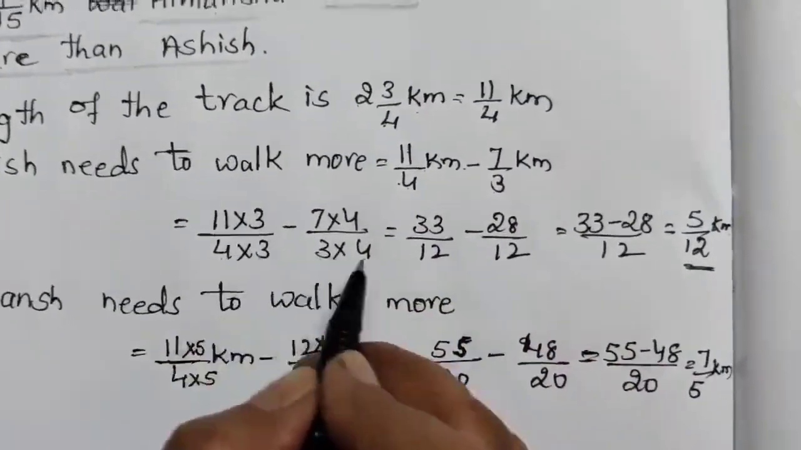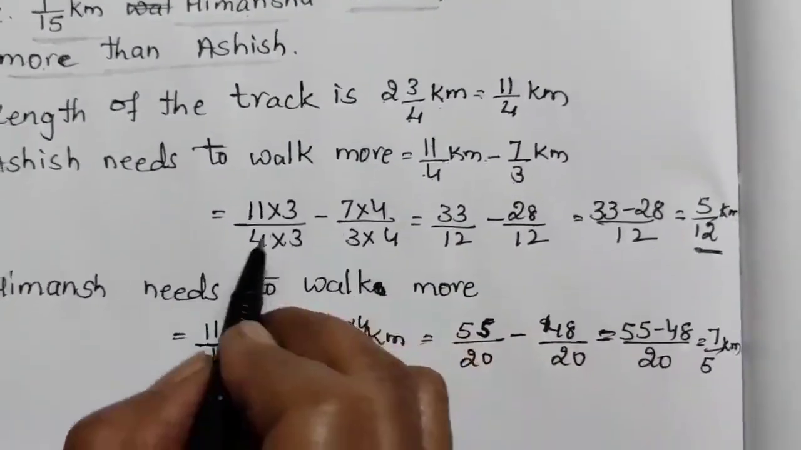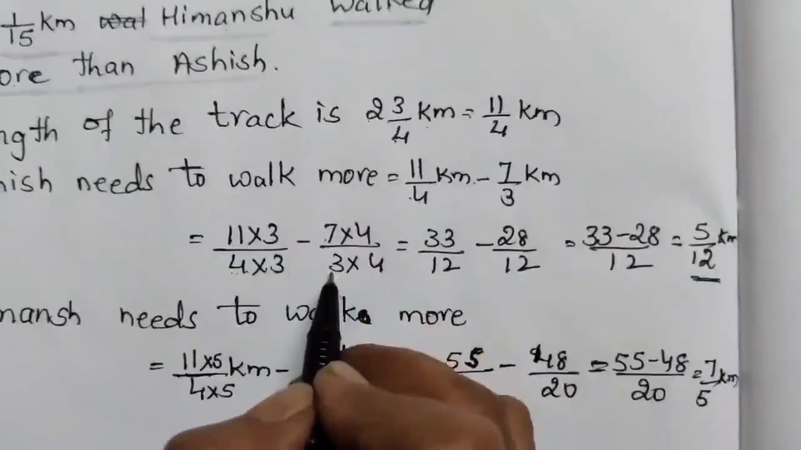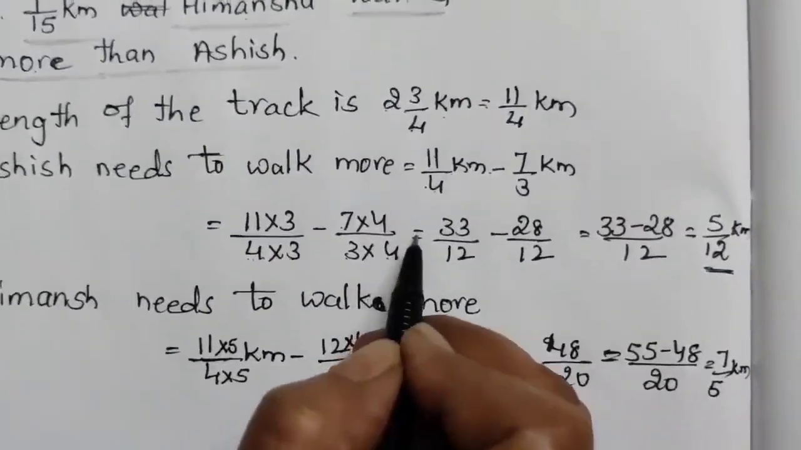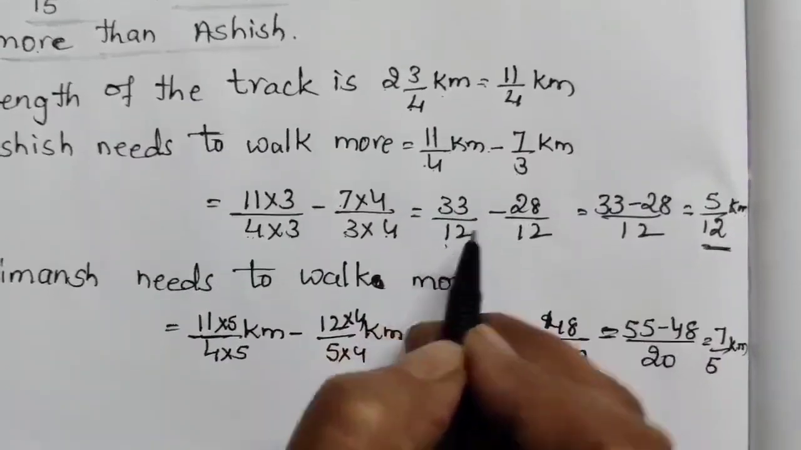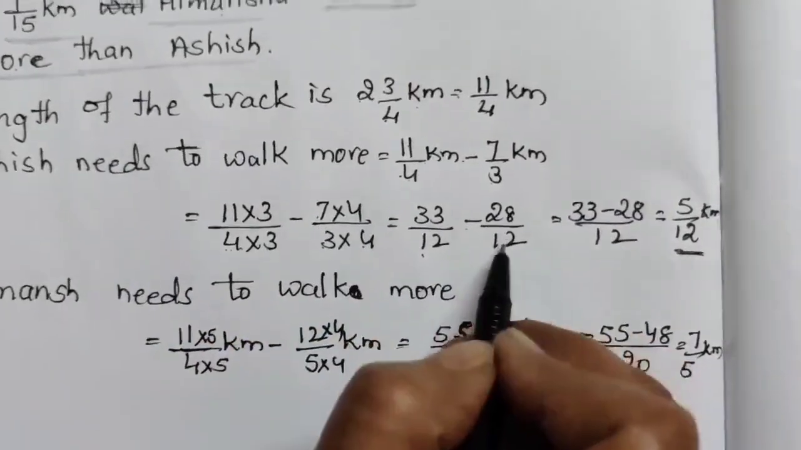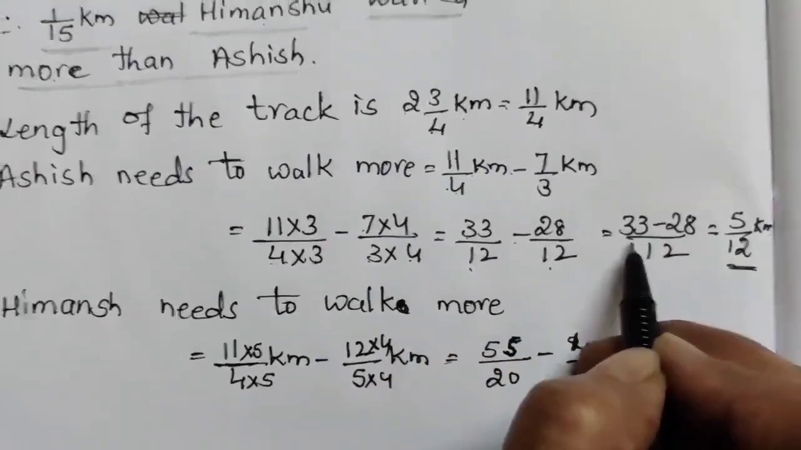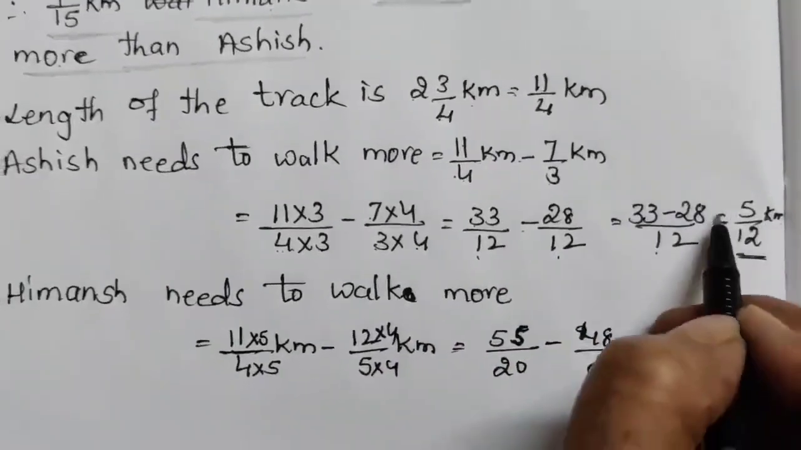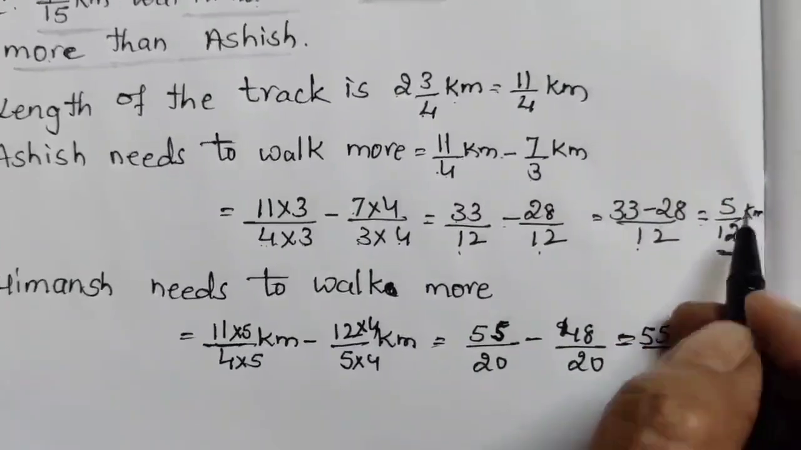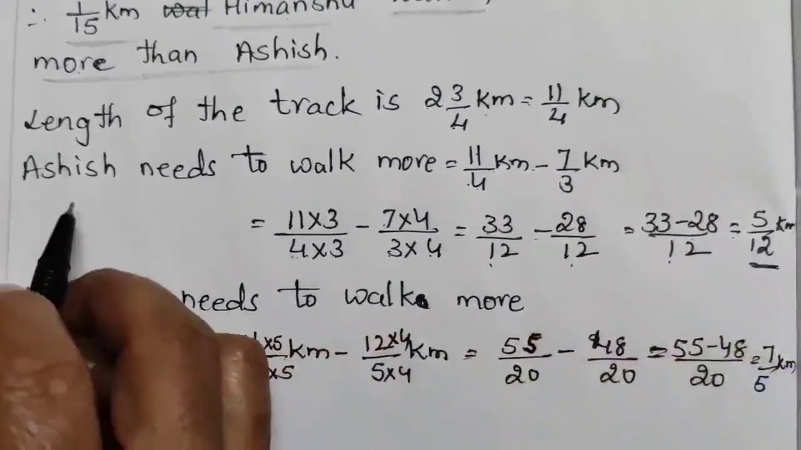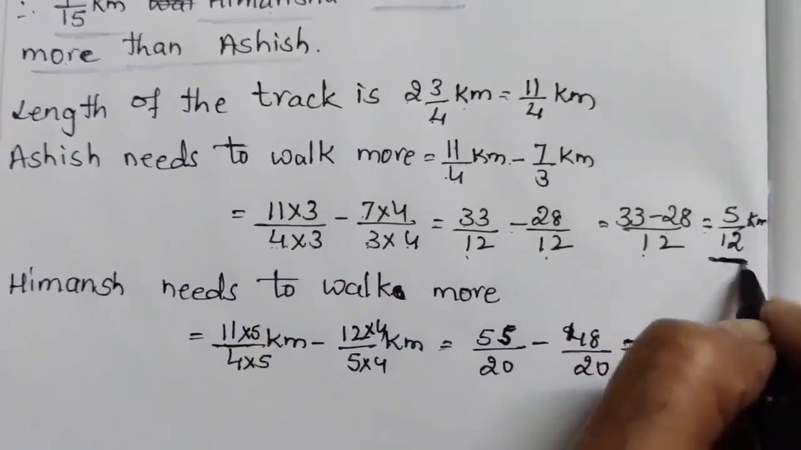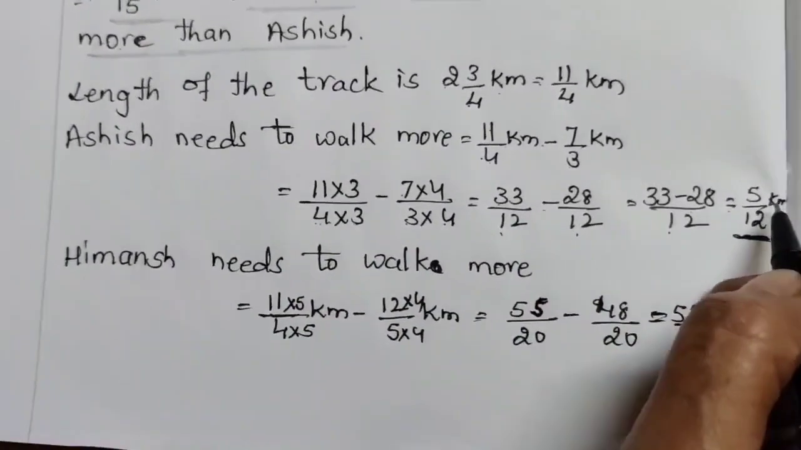Make it first like fractions. 11 into 3, 4 into 3. 7 into 4, 3 into 4. That is 33 by 12 minus 28 by 12. So 33 minus 28 divided by 12 is 5 by 12. How much does he need to walk more, children? Ashish needs to walk 5 by 12 kilometer more.